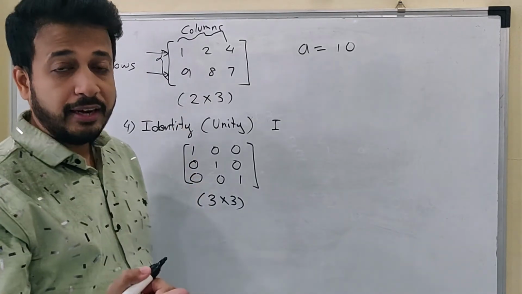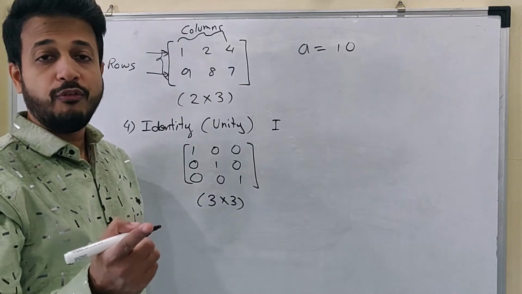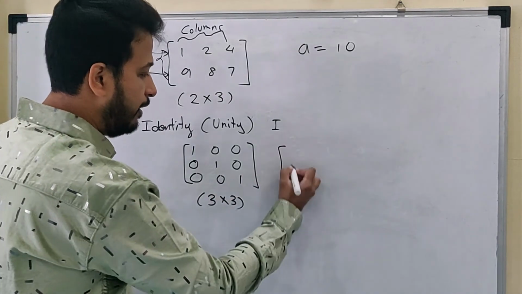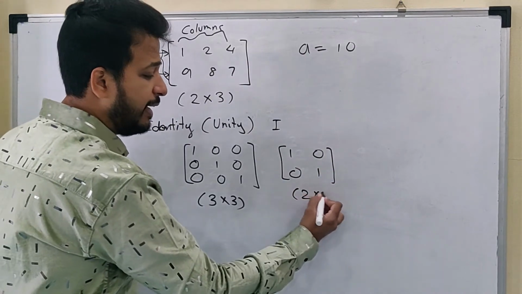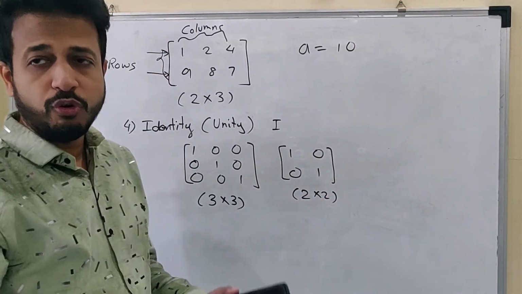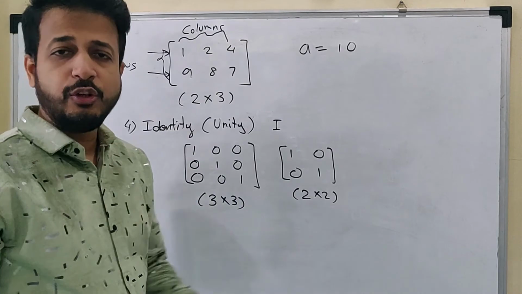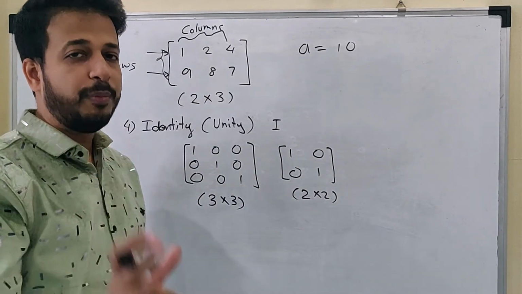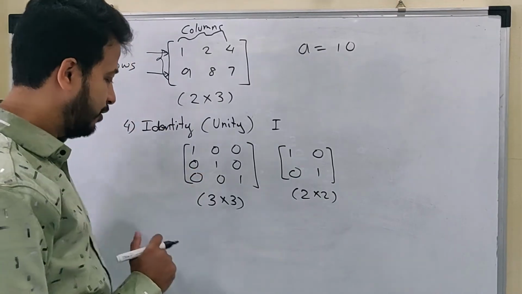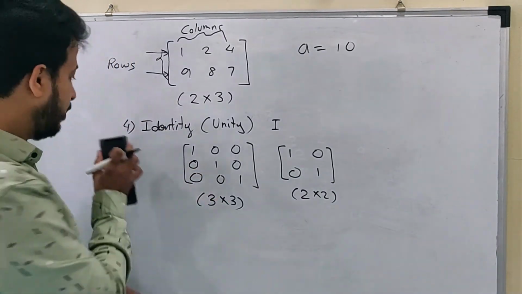I can also have an identity matrix of order 2 by 2. So how can I write it? 1 0 0 1. This I can keep on increasing, 4 by 4, 5 by 5, whichever identity matrix you require. But compulsorily they have to be square matrices. So this is your identity matrix.